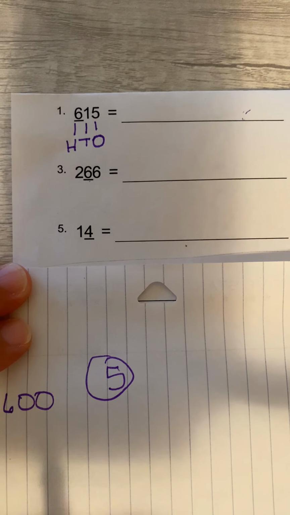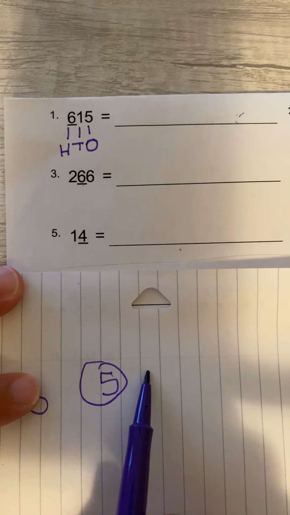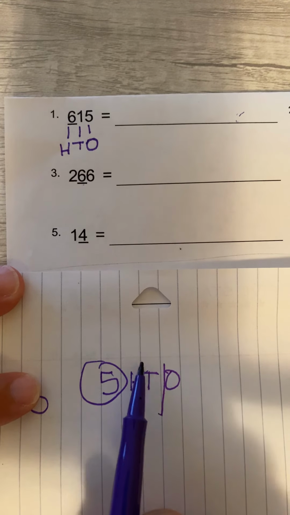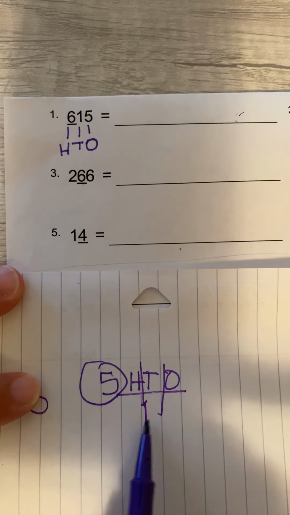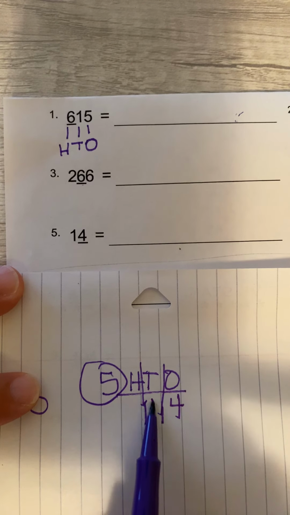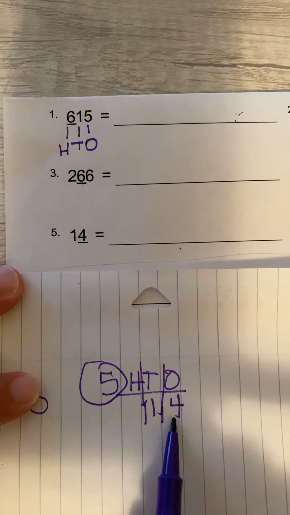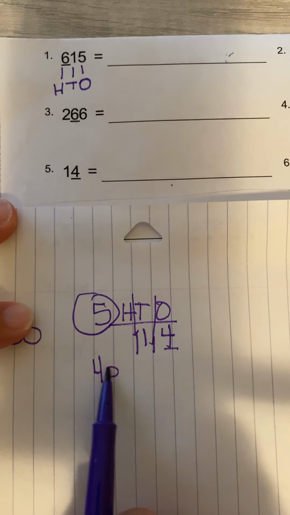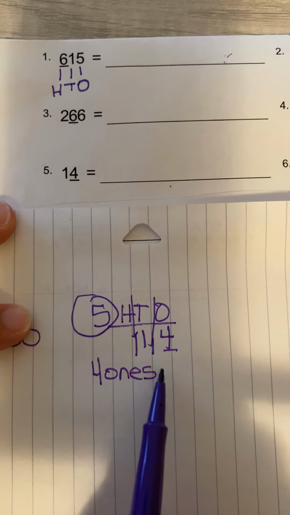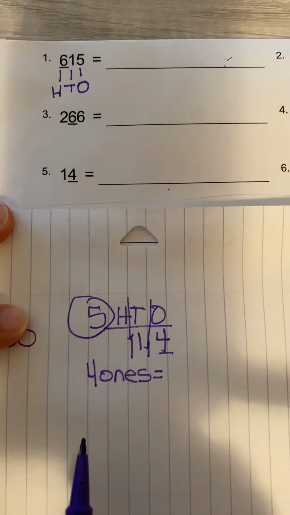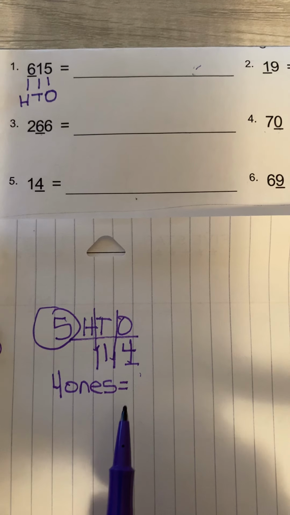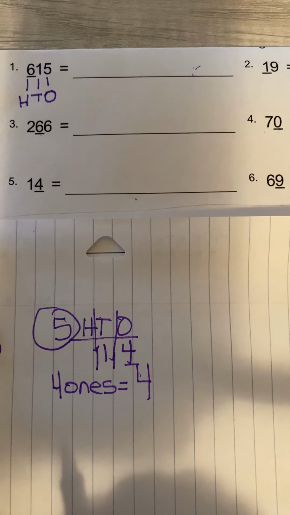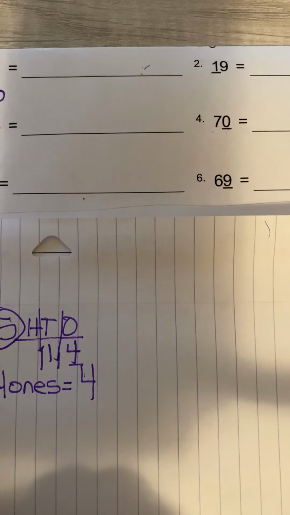Number 5, we have the number 14. So I make my chart, hundreds, tens, ones. I start in the ones place and I fill in my 4 and then my 1, and my underlined digit is the 4, so that means that I have 4 ones. That would be those little units like we worked with last week. So if I have 4 ones, I would just count by ones. 1, 2, 3, 4. So 4 ones is equal to 4, has a value of 4.